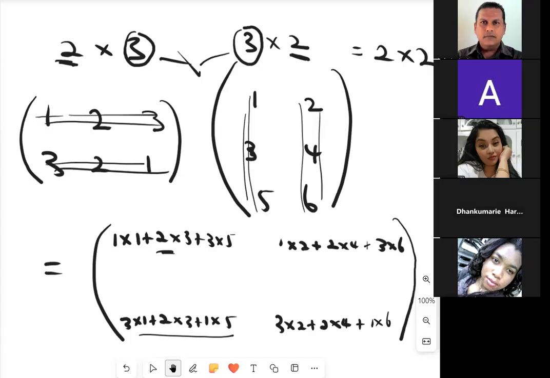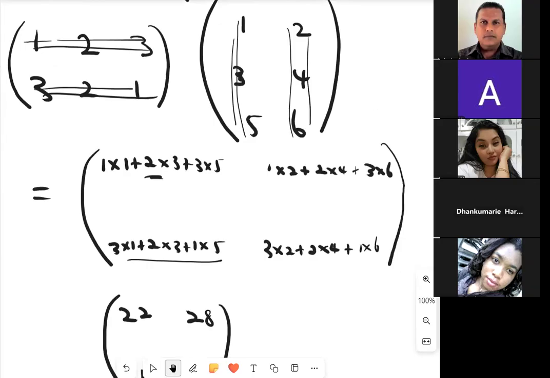Yes, sir. Good. So now we're doing the actual multiplication. When you do the multiplication, you multiply rows by columns. So this entire row here is multiplied by all these numbers here, and you put it here. That's this here. So 1 by 1, plus 2 by 3, plus 3 by 5. And you simplify it. You multiply and add, and you get 22.